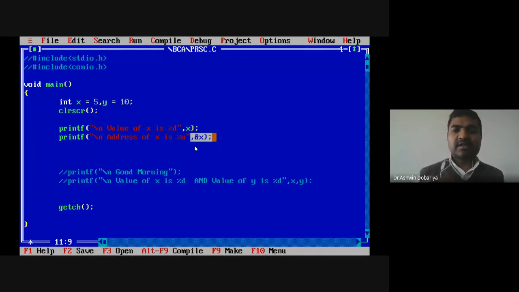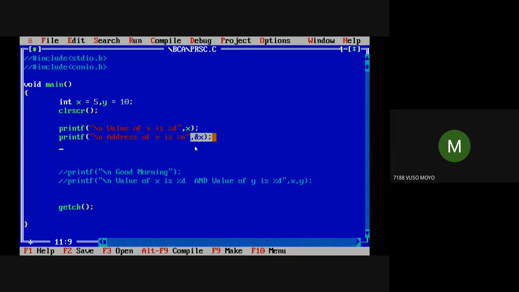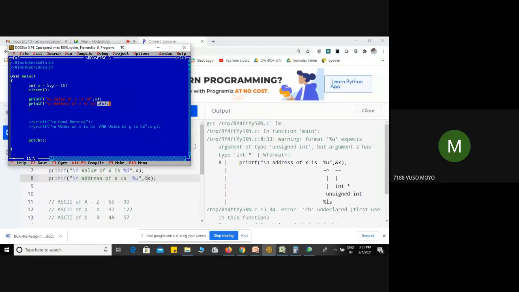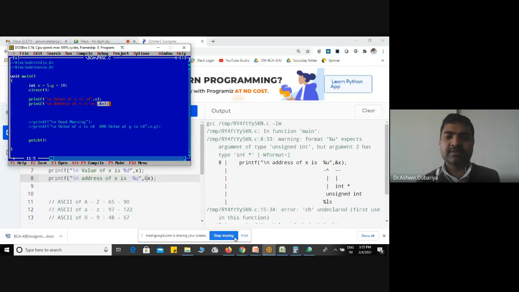And if you remember, unsigned means always a positive value. Unsigned means what? Positive. We discussed that in the data type concept in our unit number 2. Always positive values. Yes, sir. Yes, all positive values.